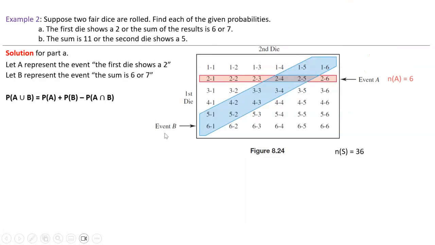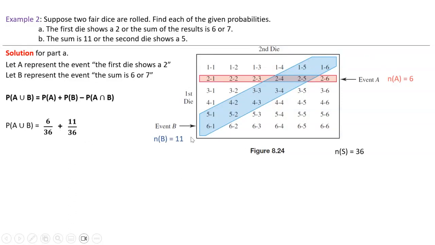Now let's do the event B, right? Event B means that there are 6 or 7. So everything in blue adds up to 6 or 7. We got 1, 2, 3, 4, 5, 6, 7, 8, 9, 10, 11. So it's going to be 11. Now, where do both sets intersect, right? So they intersect here on those two. So the probability of A union B, right?